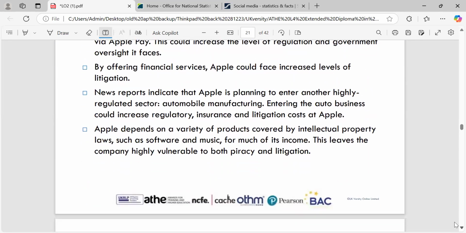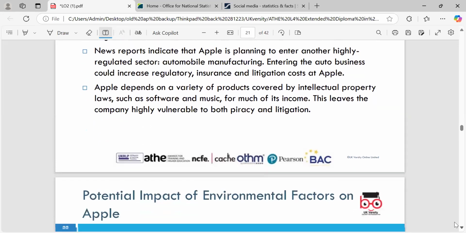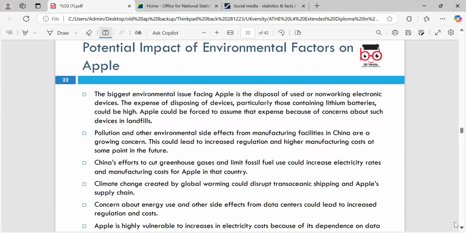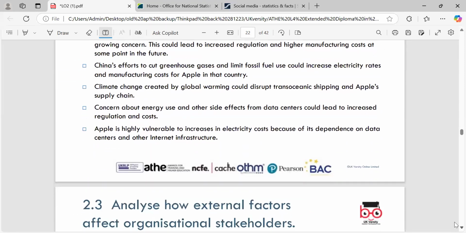Newer reports indicate Apple is planning to enter another highly regulated industry, automobile manufacturing, and there is the litigation cost of Apple. Apple depends on a variety of products covered by intellectual property laws, such as software and music, and we need to look around all these. We also need to look at the impact of the environmental factor: the biggest concerns are disposals, pollution, climate change, and a lot of environmental legislation.